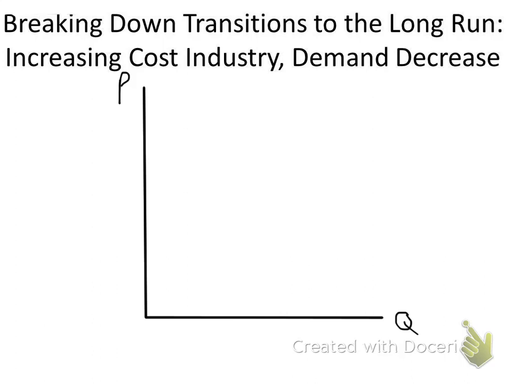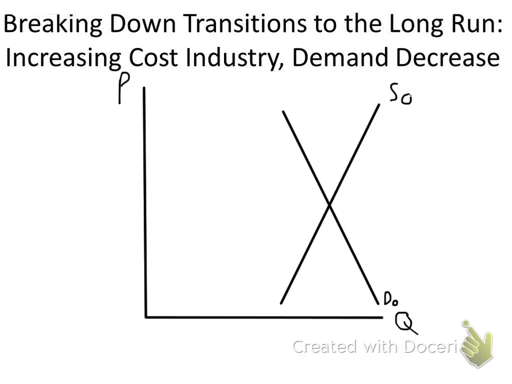Now I'm going to draw our initial curves. We're going to start in long-run equilibrium. And I'm going to label these curves S0 and D0, and those indicate our initial long-run equilibrium. So we have firms in this perfectly competitive market making zero economic profit, and we have corresponding quantities Q0 and P0.